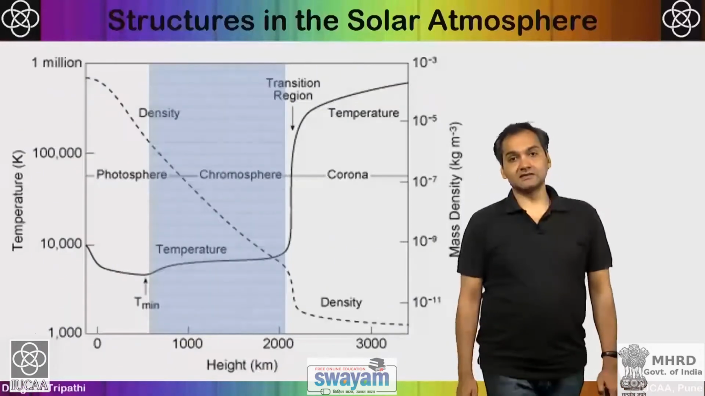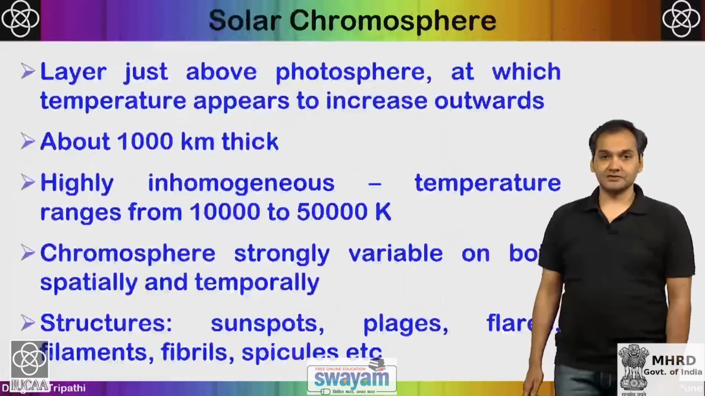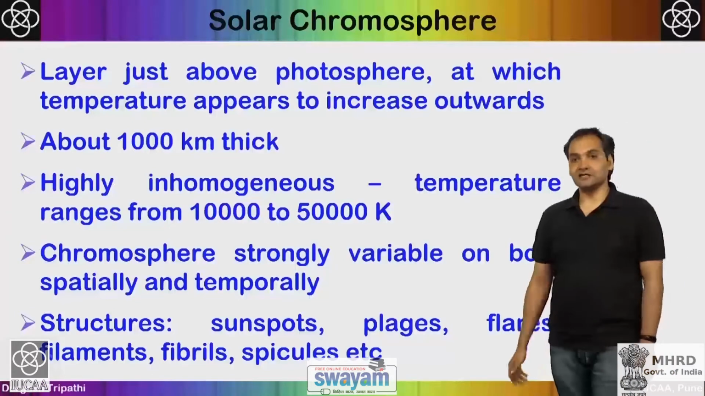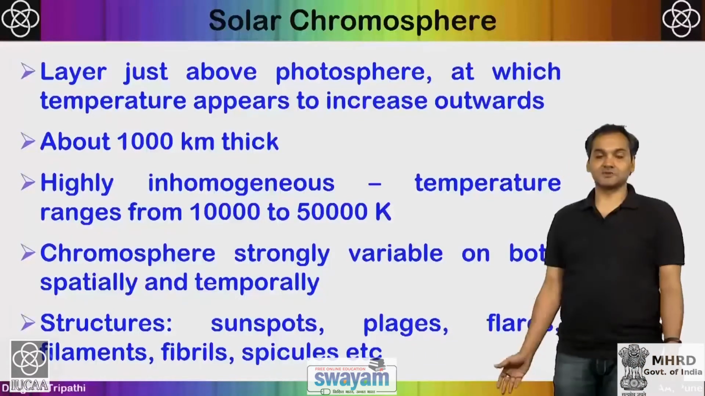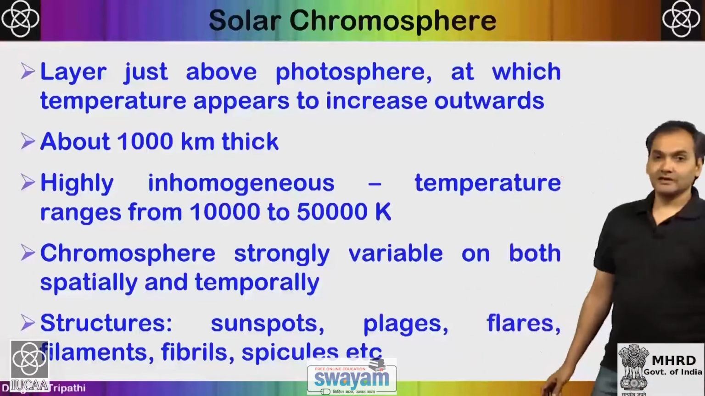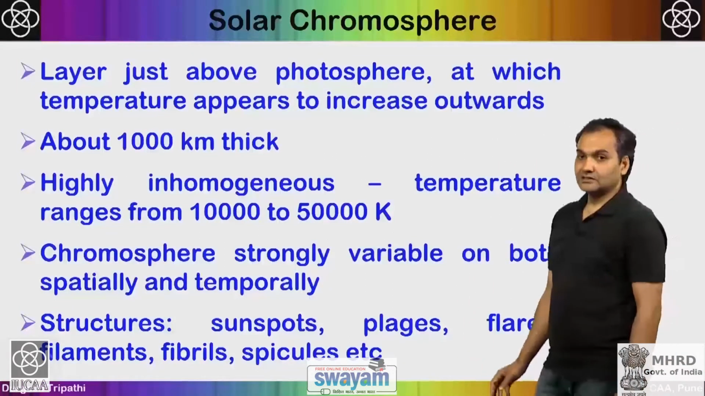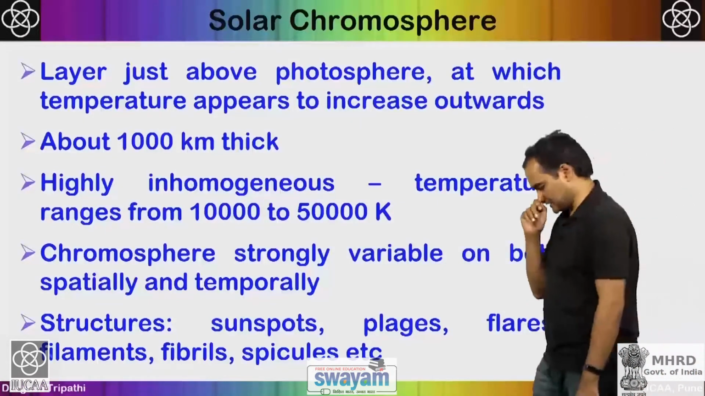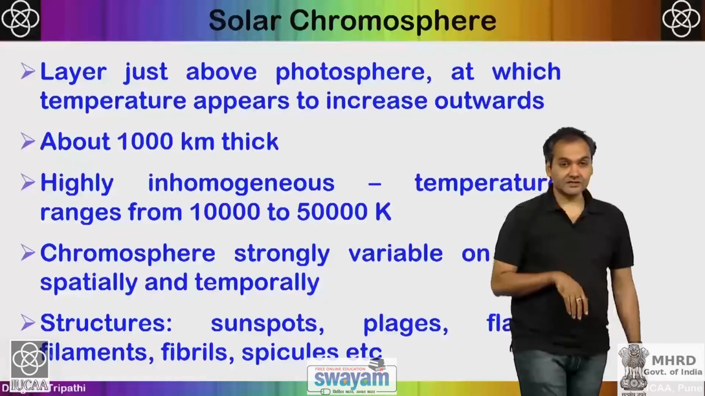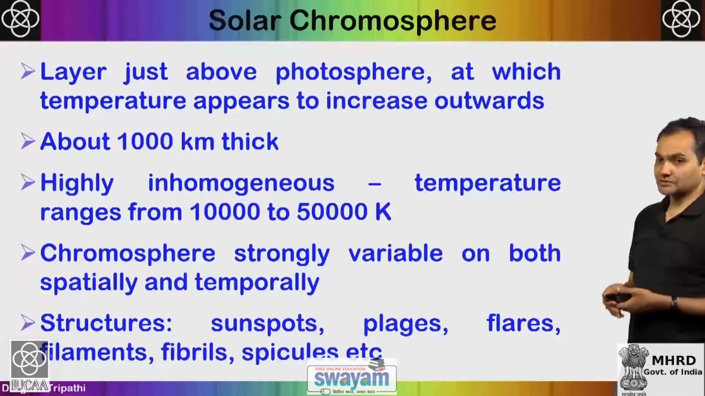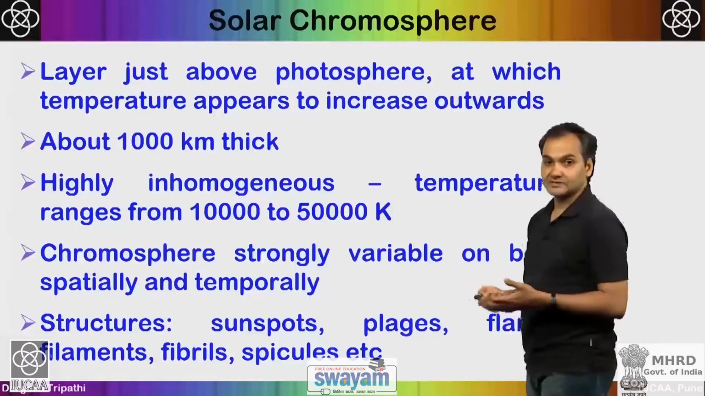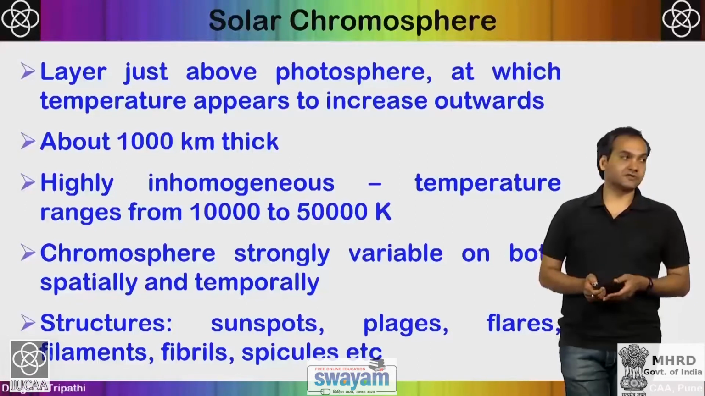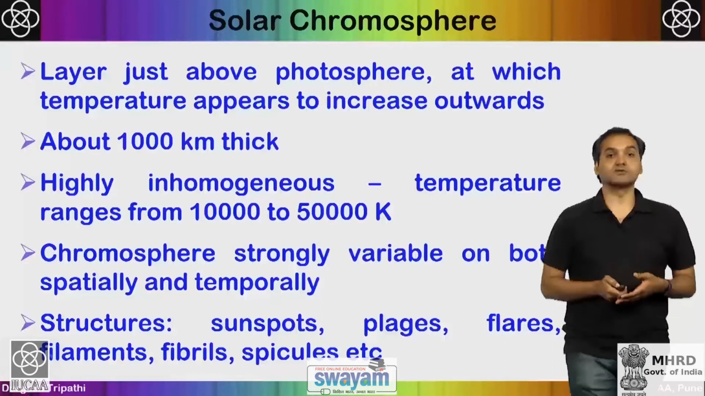The chromosphere is the region just above the photosphere, which is about 1000 to 2000 kilometers thick. This region is highly inhomogeneous. The temperature in this region varies from about 10,000 to 50,000 degrees. The chromosphere is a highly variable region, both spatially as well as temporally. Among the structures you see, you retain the sunspots, but you also see plages, flares, fibrils, filaments, spicules, etcetera. In addition, you also see reverse granulation when you look into the calcium line, which observes the chromosphere.